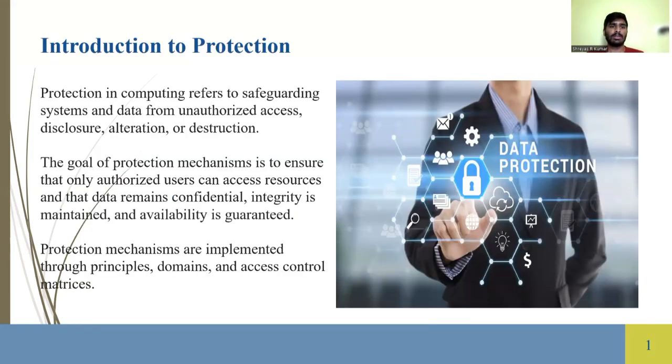Now let's begin with an introduction to protection in computing. Protection in computing refers to safeguarding systems and data from unauthorized access, disclosure, alteration or destruction. The goal of protection mechanisms is to ensure that only authorized users can access resources and that data remains confidential, integrity is maintained and availability is guaranteed. Protection mechanisms are implemented through principles, domains, and access control matrices.